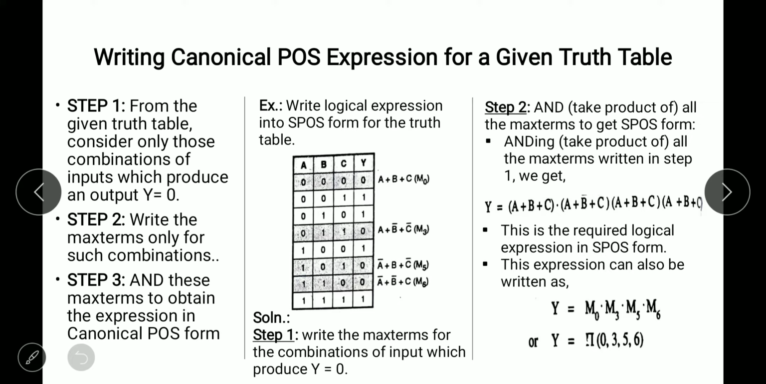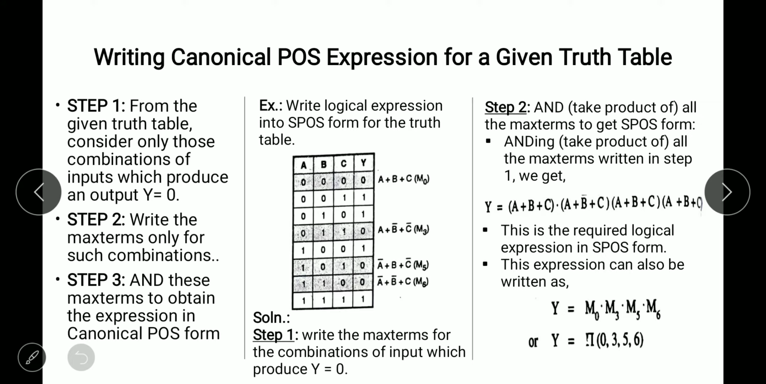Today's topic is how to write the POS expression for the given truth table, and how we will use the K-map for the simplification of any logical expressions. In a previous video, we saw how to write the canonical SOP expression for the given truth table. Now in this video, we will see how to write the canonical POS expression for a given truth table.